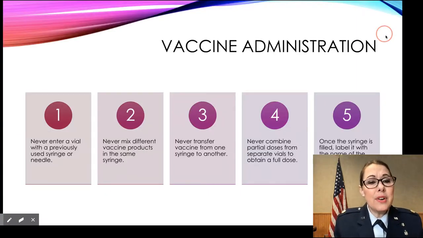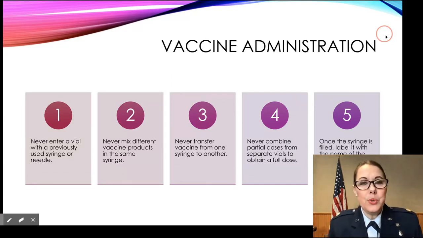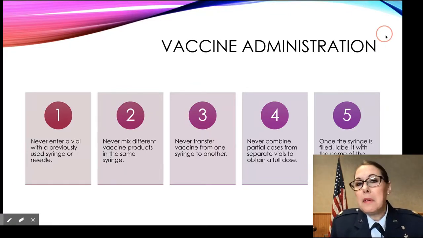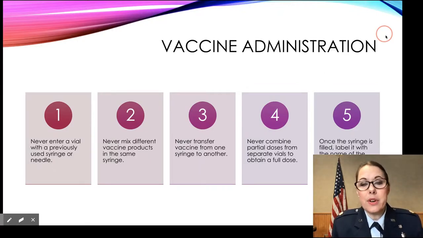So you never want to enter a vial with a previously used syringe. So for example, you go in to take out some flu out of a multi-dose vial. There's not enough in there. So you throw that away and then you open up a new one. You don't want to use that same needle. Throw everything away. You want to start over.